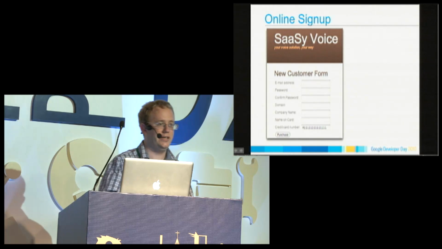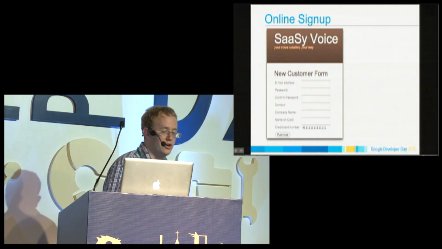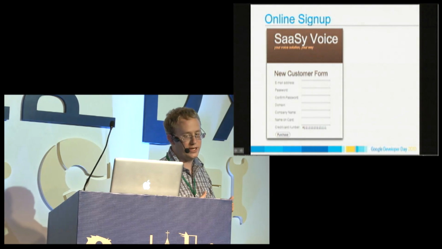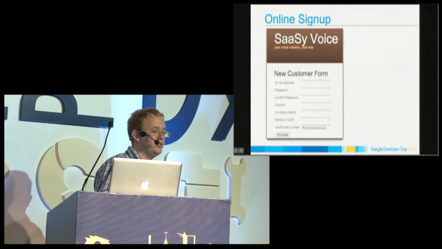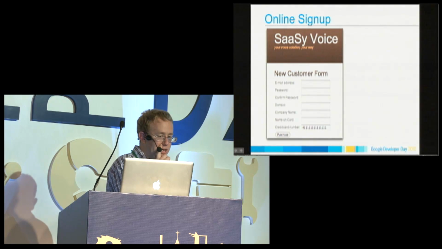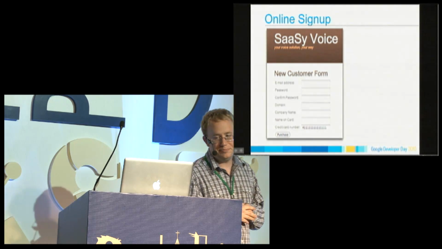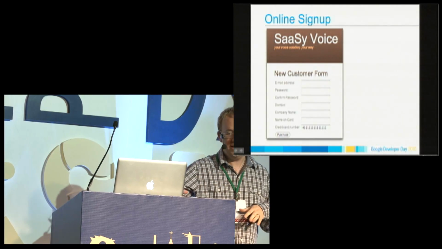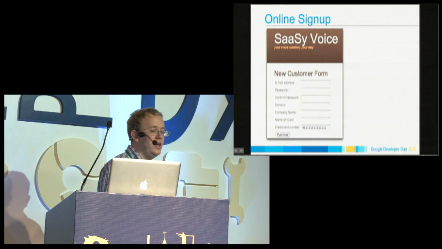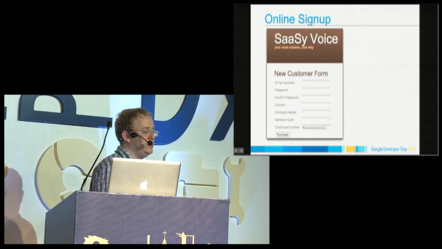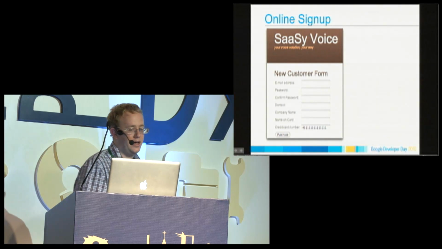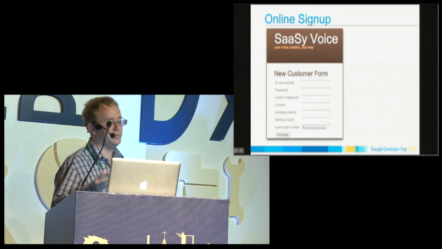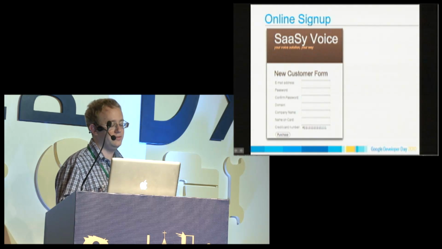So it had an online sign-up. As a small business, you could go to Sassy Voice and create a new account. Once your business created an account by providing an email address and a password, you paid for the application with a credit card, and then you would assign all the different extensions within your company. You would input the names and extension numbers for each person within the company so that they could receive voicemail.